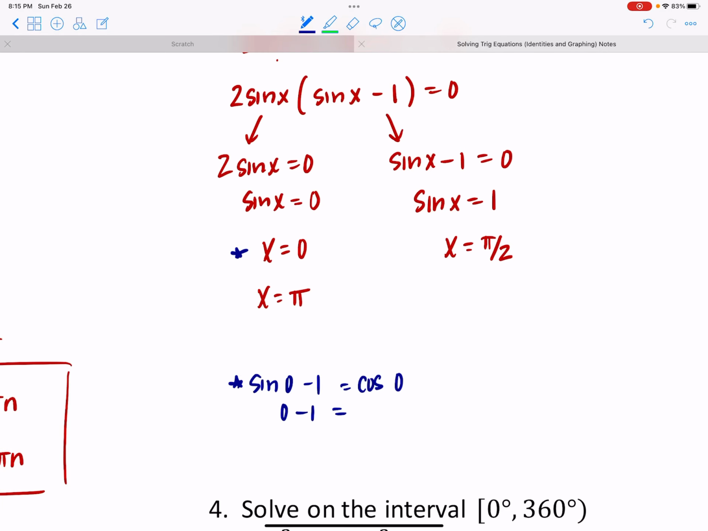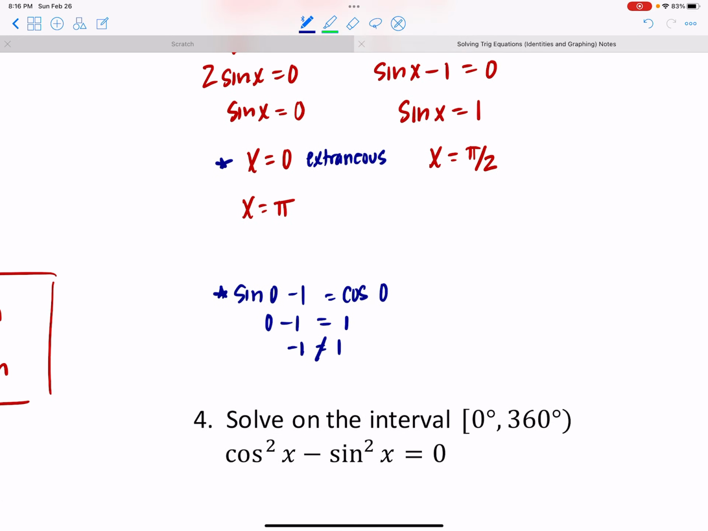I'll look back and forth, sorry, it's going to be 1. And 0 minus 1 is negative 1, and negative 1 does not equal positive 1. So since that is a false statement, this is going to be an extraneous solution. It's not a valid solution. We didn't do anything wrong in the solving process. It's just because we squared both sides, we introduced the possibility of this happening. So that's an extraneous solution, which means we're not going to box that in as a valid solution to this equation.